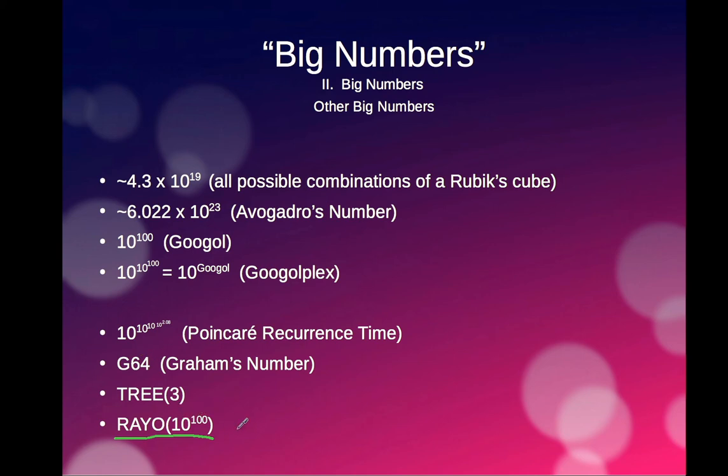So what I just described was kind of strange, because what I just described were the instructions for writing the number. This number here is so large, Rayo of a googol is so large that if you knew what the number was, you would run out of time. This Poincaré recurrence time would elapse before you finished writing Rayo of a googol. That's how big this number is.